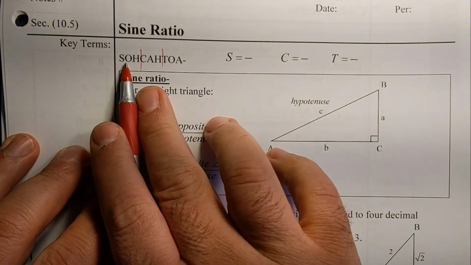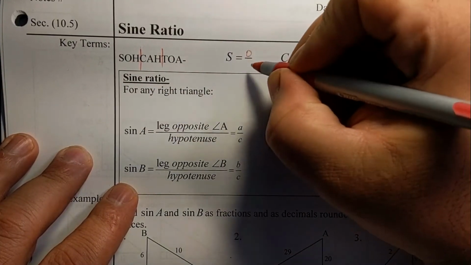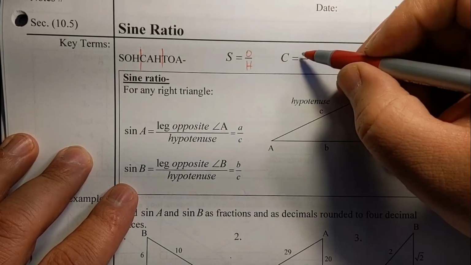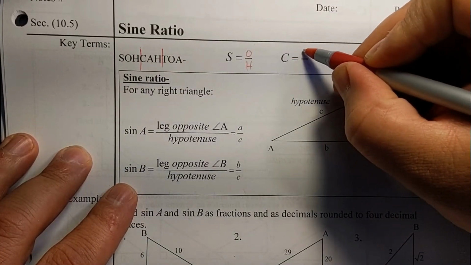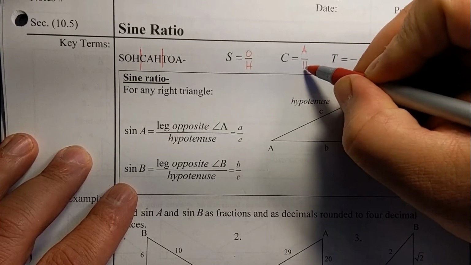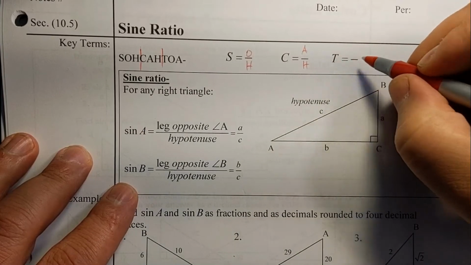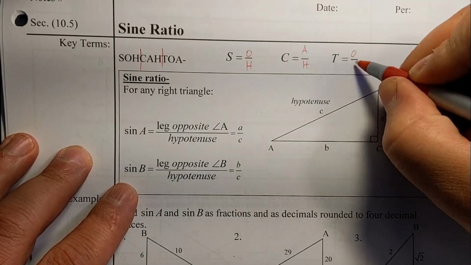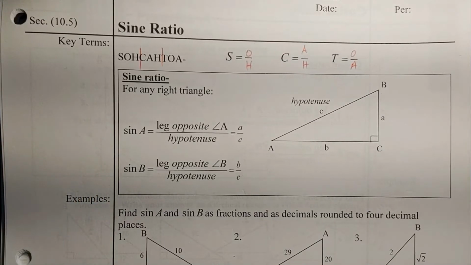The first part, S, O, and H. S is for sine, O is for opposite, H is for hypotenuse. C, A, H, the next 3 letters. C is for cosine, and then A is for adjacent, H is for hypotenuse. The last 3 letters, T, O, A. T is for tangent, O is for opposite, A is for adjacent. Because the only types of sides you have on these triangles are opposite, or adjacent, or hypotenuse.